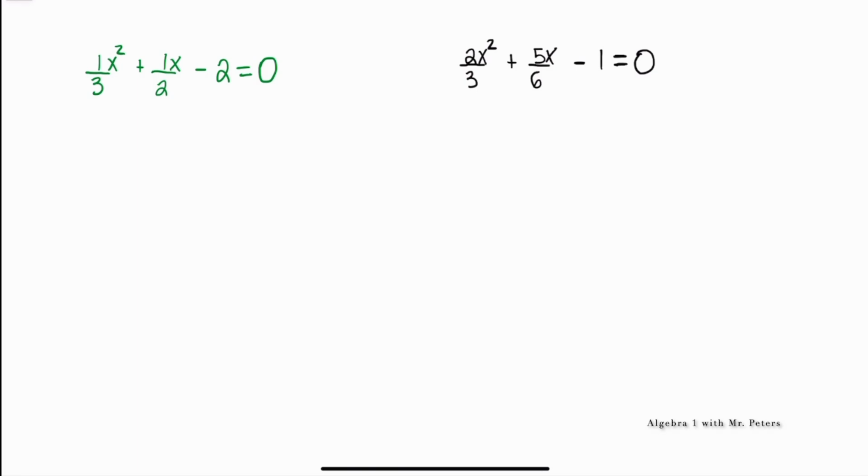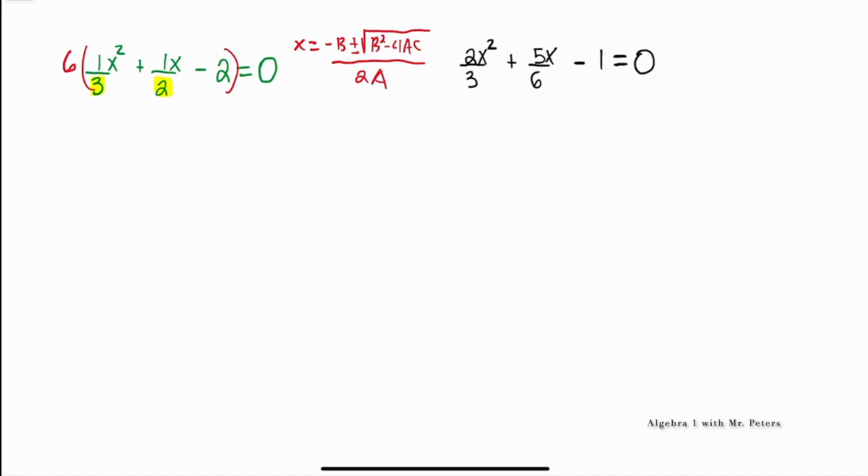In problem number 3, we're going to have to utilize the quadratic formula, which is x is equal to the opposite of b plus or minus the square root of b squared minus 4ac, divided by 2a. And just remember, this lines up with the standard form of a quadratic equation. So when we come in, we see that we have fractions, and the lowest common denominator in this case is going to be 6. So I'm going to multiply this entire trinomial by 6.